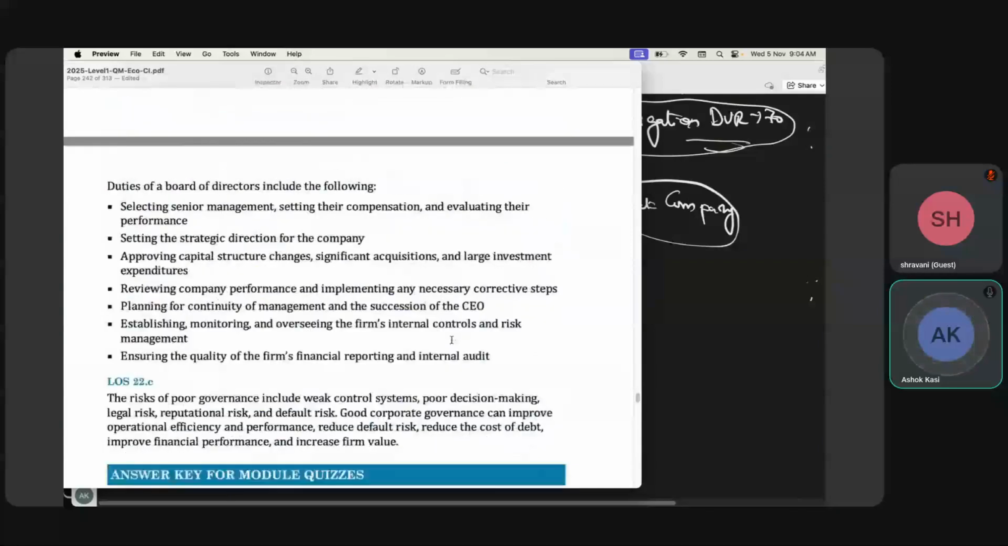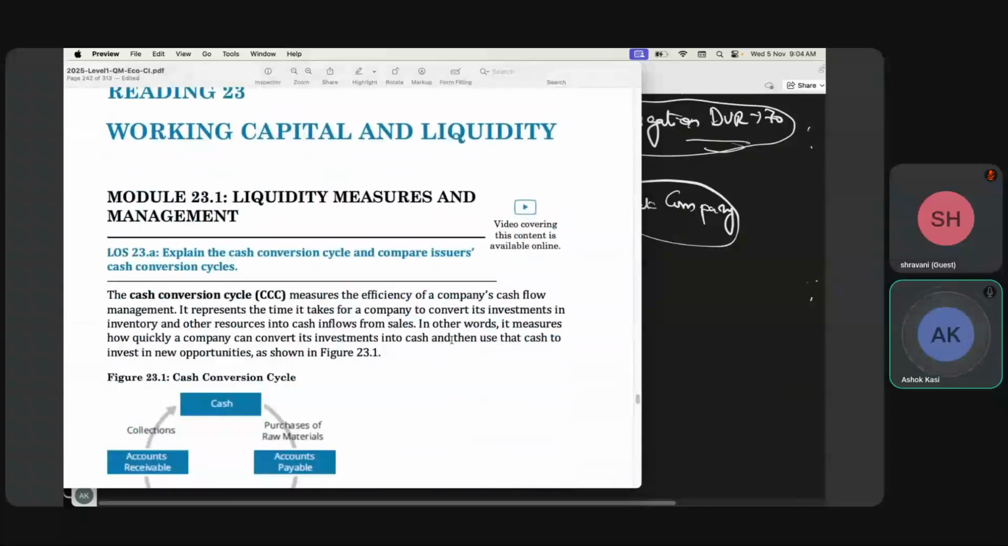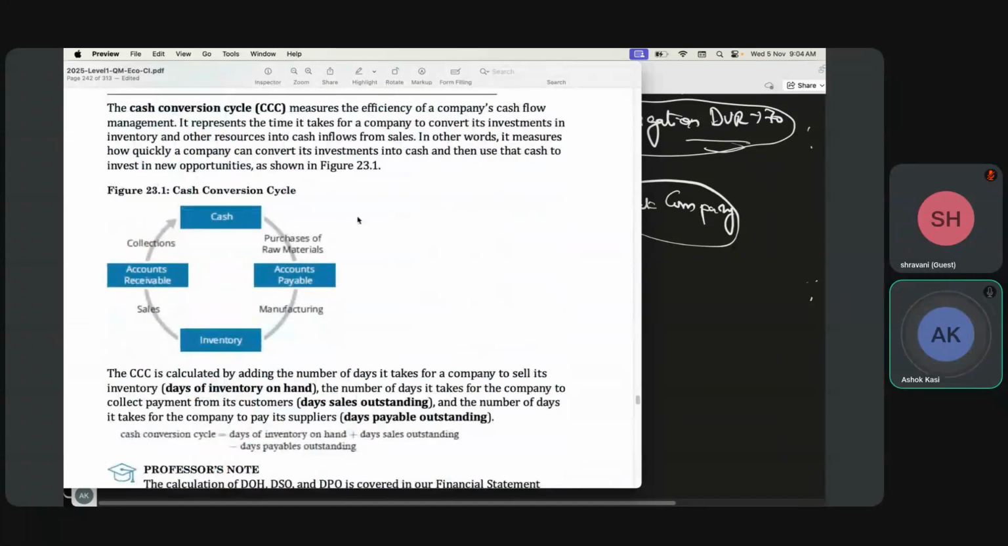Yeah, this is all fine. Which are working capital. Just go through this. You remember we have done all this in accounting itself. You may just go through this now.